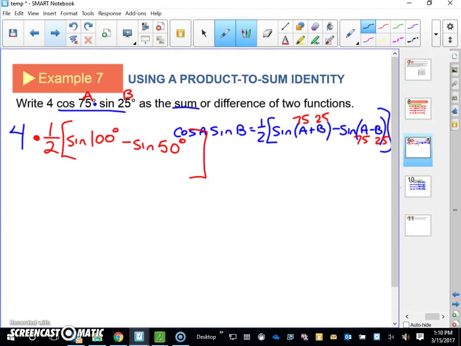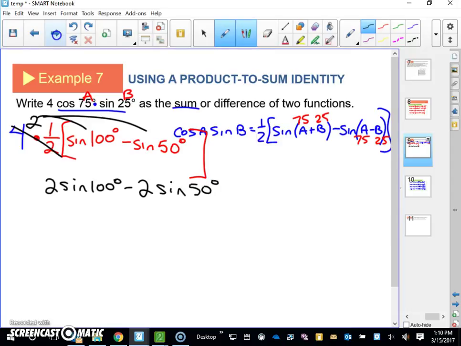And so we can clean this up a little bit. 4 times 1/2 is 2. And I'm going to distribute. Generally, we don't want to leave the parentheses in there. We distribute the 2. We're going to have 2 sine 100 degrees minus 2 sine 50 degrees. That's it. We've written that expression as a difference of two functions.